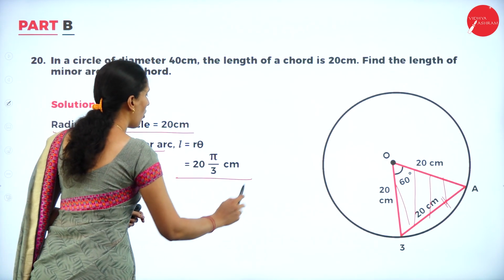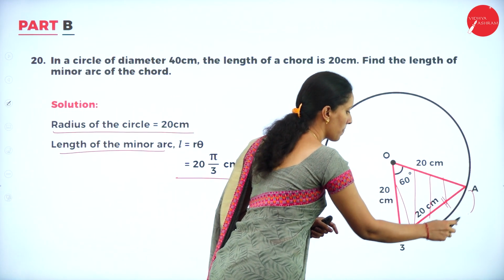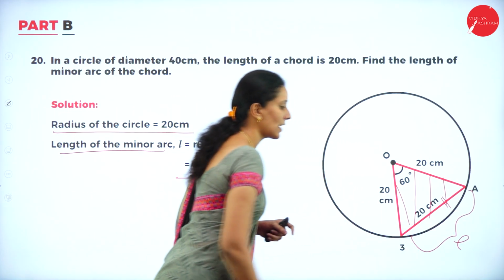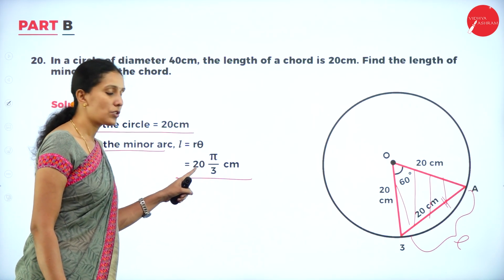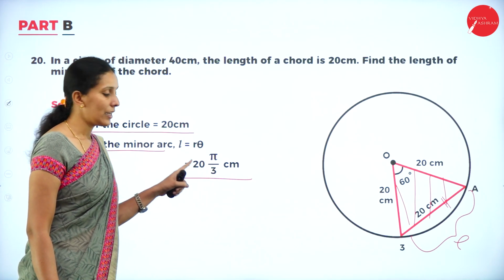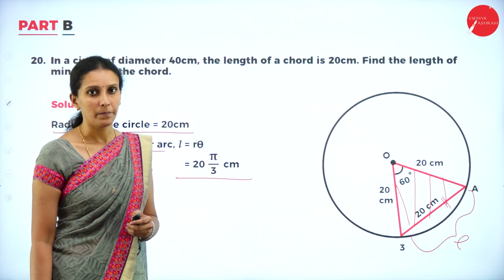Hence, the length of the minor arc, this is the minor arc. So the length of this arc is given by L is equal to R theta. We know R as 20, theta is pi by 3. Hence the answer is 20 pi by 3 centimeter.